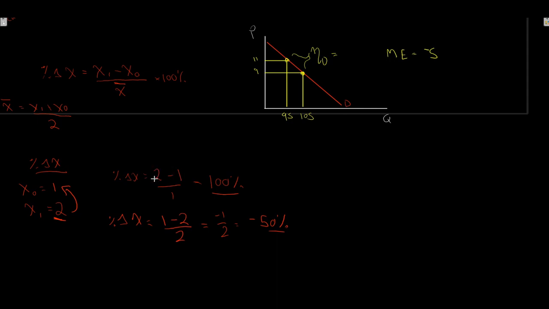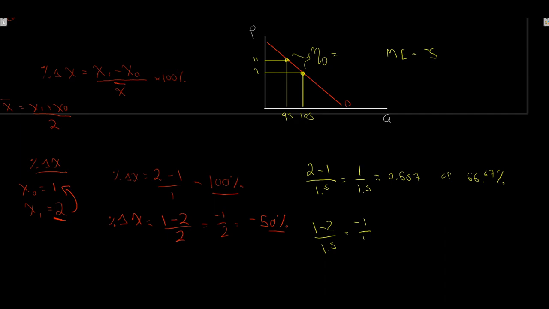So if we come down here again, 2 minus 1 divided by the average value. What's our average there? You would add the two together, divided by 2. So 2 plus 1 is 3, 3 divided by 2 is 1.5. We would have 1 over 1.5. What does that work out to? 1 over 1.5 would be 0.667, or 66.67%. On the other side, 1 minus 2 over the average would be the same, 1.5.